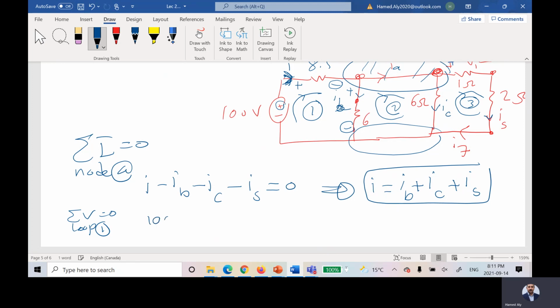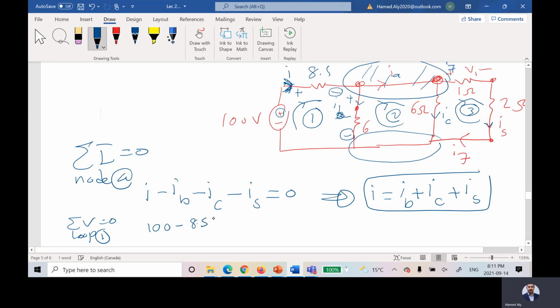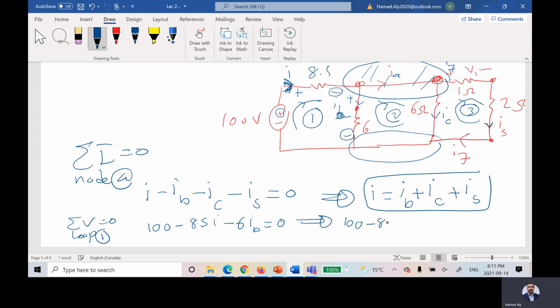So I will write 100 minus 8.5 multiplied by I minus 6 multiplied by IB, which is equal to 0. This is another equation, but I will rewrite it as 100 minus 8.5 multiplied by (IB plus IC plus I5) minus 6 IB is equal to 0, and I will consider this as equation 1. It's a function of 3 unknowns.